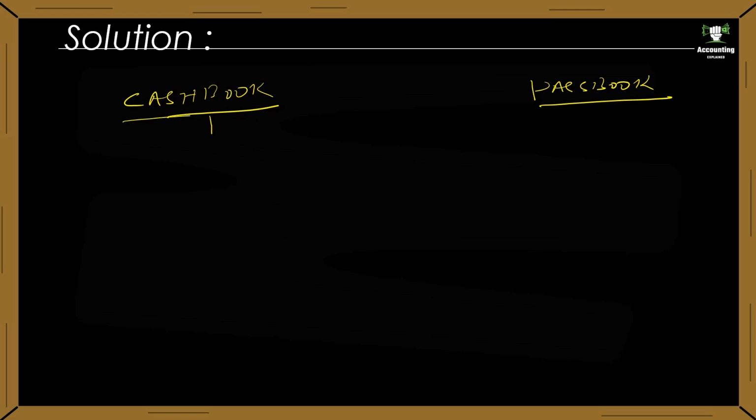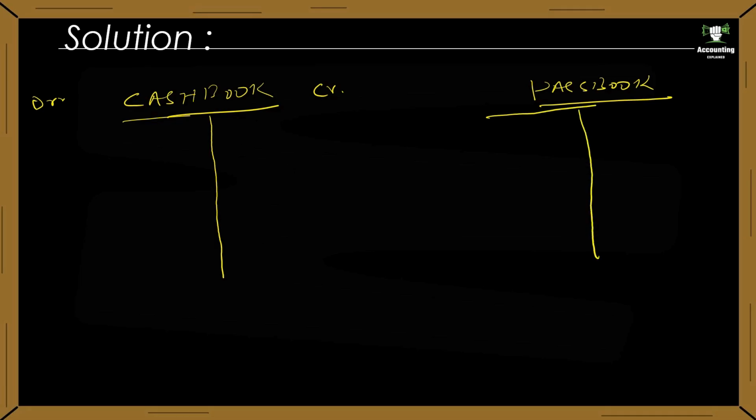Before going to the solution, let me show you the difference between the cash book and the passbook so that you can solve the BRS very easily. I have explained this elaborately in my previous videos, part 1 and part 2. You can go through those videos for a better understanding. Now I'll give a brief explanation.